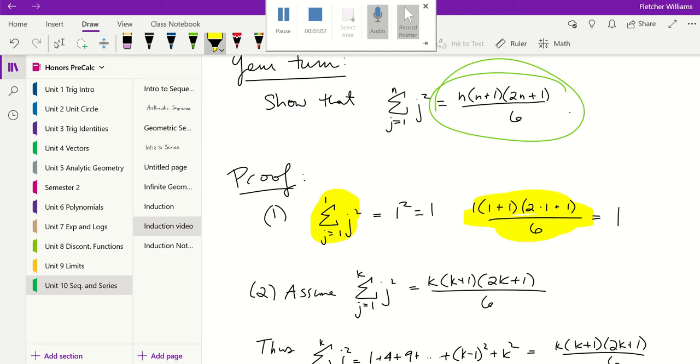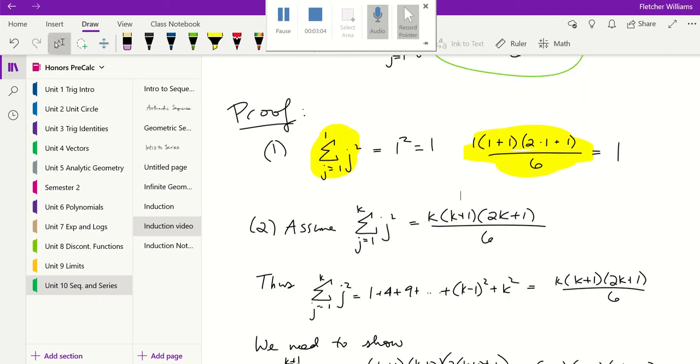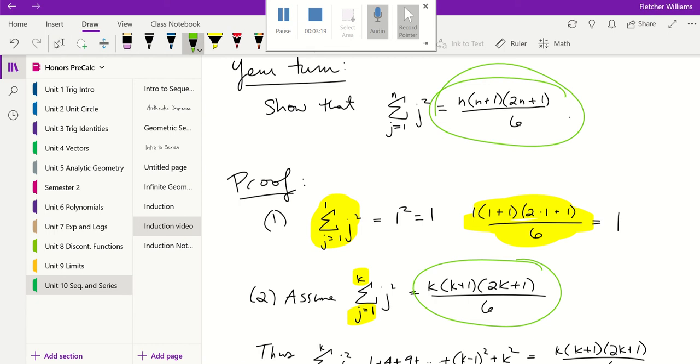And then we assume it's true for j equals 1 to k. And if it is, that means you can simply plug in k to the formula. And that's what you see here. It's just the same formula, right? It's just the same formula, but we're plugging in k. We're assuming that you can do that.